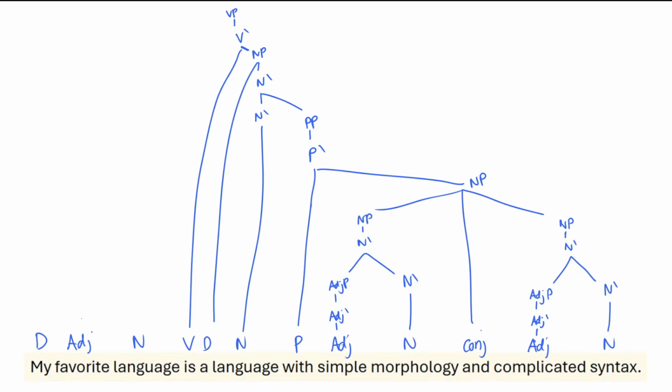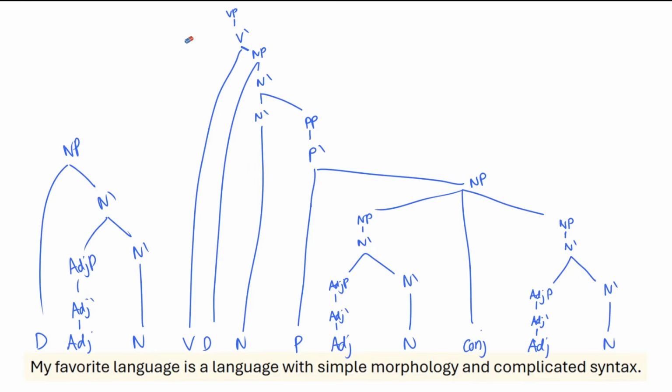So again, favorite is describing language. So this should be an adjective bar that builds into an adjective phrase. And because this is an adjunct, it needs to be between two N bar levels. Now, to complete the noun phrase, we're going to take the determiner as a specifier.